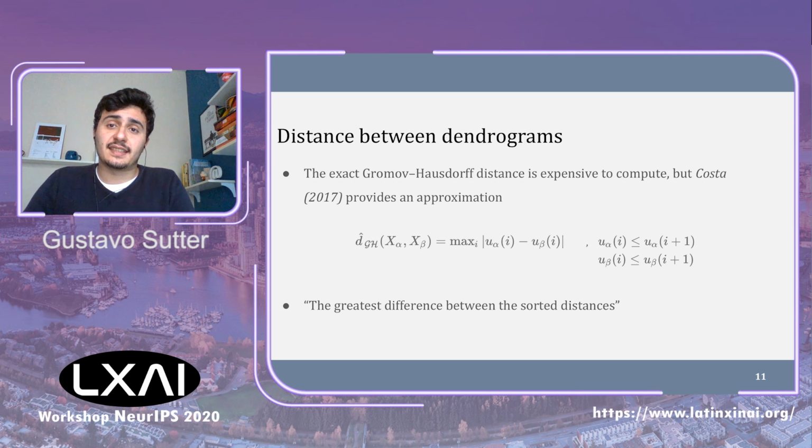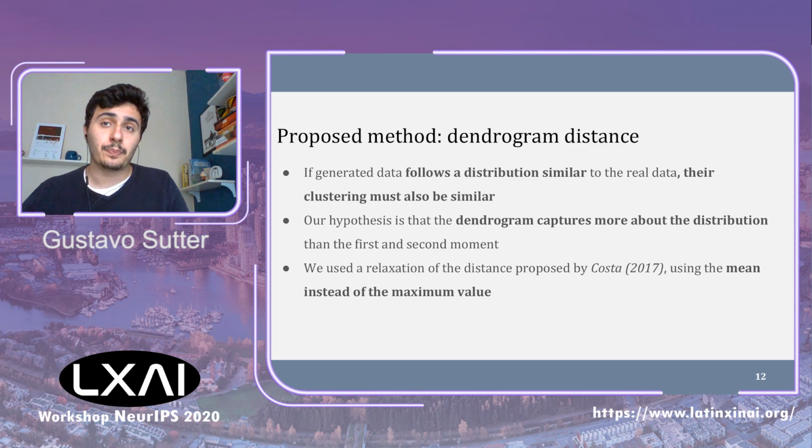Here, this formula basically says that we're going to take the greatest difference between the sorted distances. So we take all the distances, sort them, take the element-wise difference, and take the maximum here. So that's a way that we can get a score, a metric that tells us how different two dendrograms are, okay? We convert them to ultrametric spaces and use this formula.